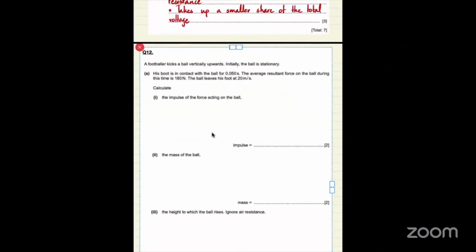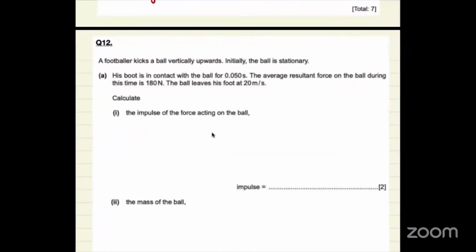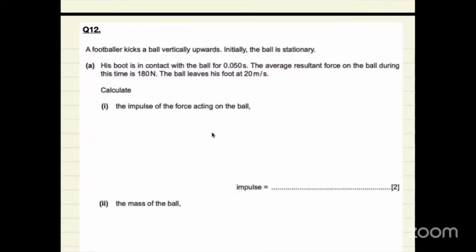ओके, सो दैट्स दिस क्वेश्चन. मोमेंटम के भी आइडियाज़ है इसमें, एनर्जी के भी आइडियाज़ है. A footballer kicks a ball vertically upwards. Initially, the ball is stationary. His boot is in contact with the ball for 0.05 seconds. Average resultant force दिया हुआ है. Ball leaves his foot at 20 meters per second. Calculate in A1 the impulse of the force.